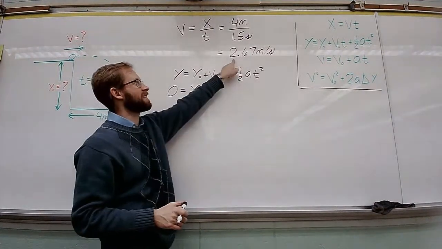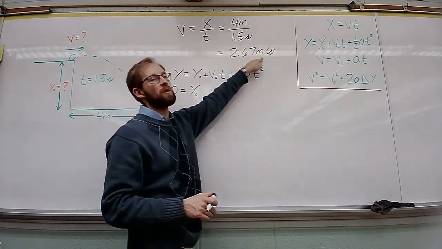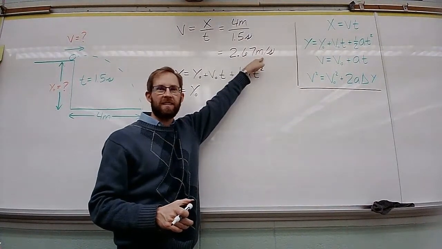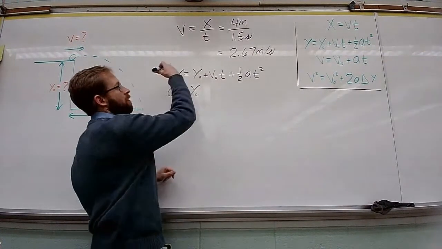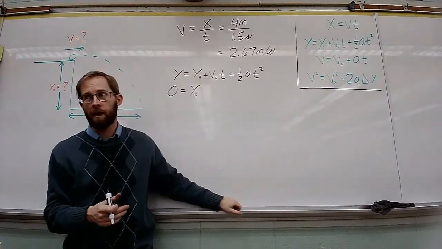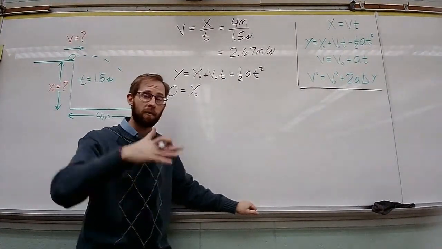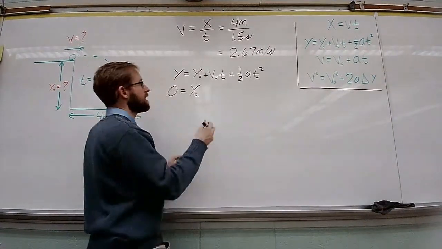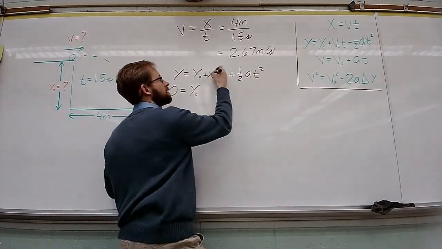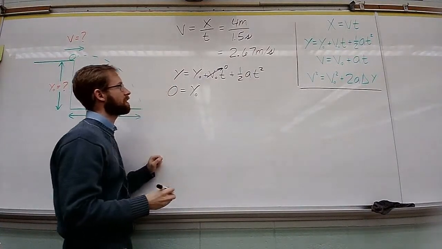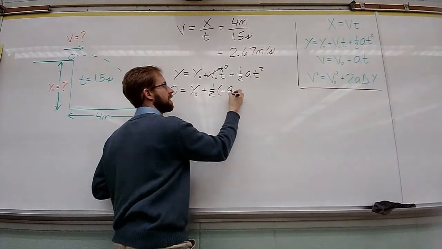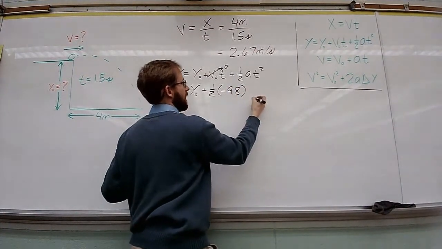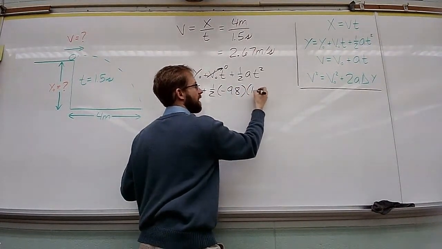Is it 2.67? Because that's the speed we're rolling off the table? No, because this is a horizontal velocity. This is a vertical equation. Vertically, this object is not moving when it leaves the table. It's just rolling horizontally. So vertically, this original velocity is nothing. Then we've got 1/2 at squared. Acceleration is negative 9.8. And then the t is 1.5.